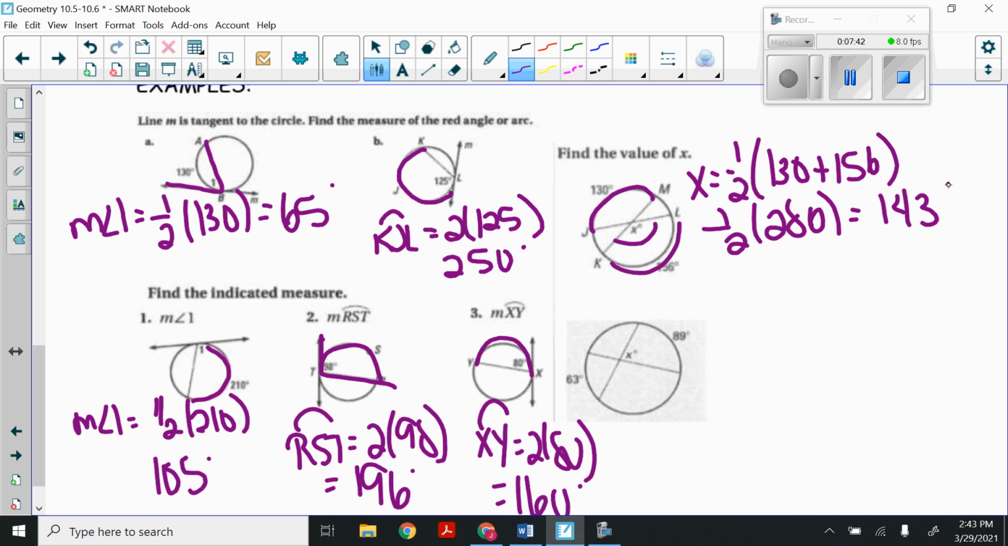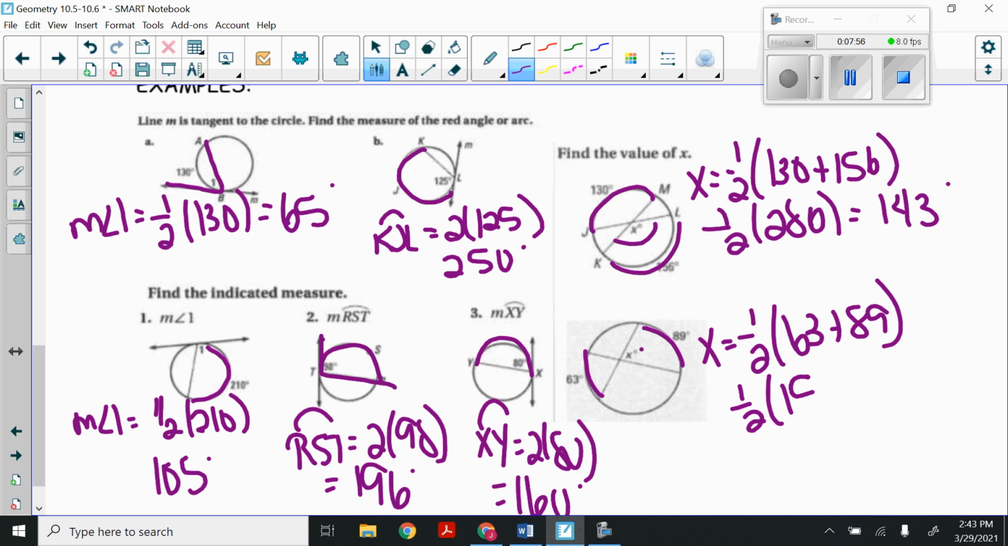Number 2, again, I have 2 chords intersecting, so that angle is equal to half of those 2 arcs added together, 63 plus 89. So 63 plus 89 is 152, half of 152, 76 degrees.